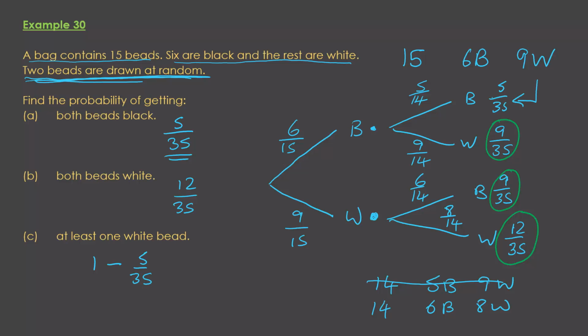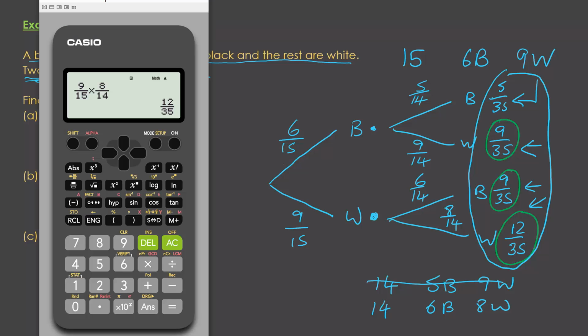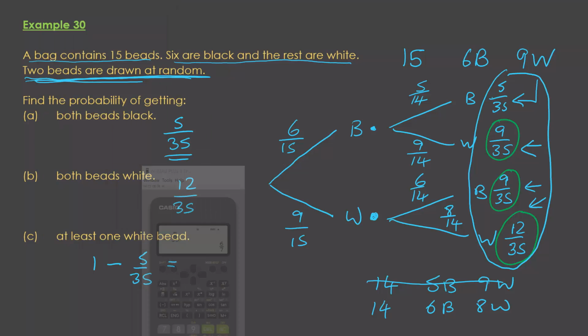The probability of all of these things here must add up to 1, because those are the only probabilities. So you could do it by adding the 3 things I circled in green, or doing it as 1 take away 5 out of 35. And so if we quickly do that, 1 take away 5 out of 35, that is 6/7.